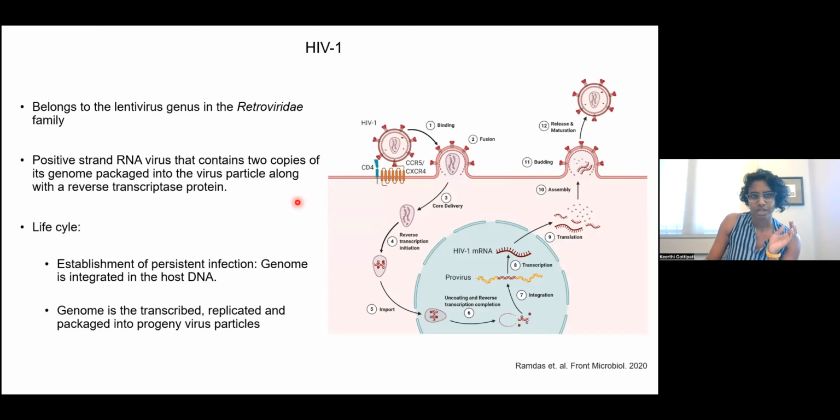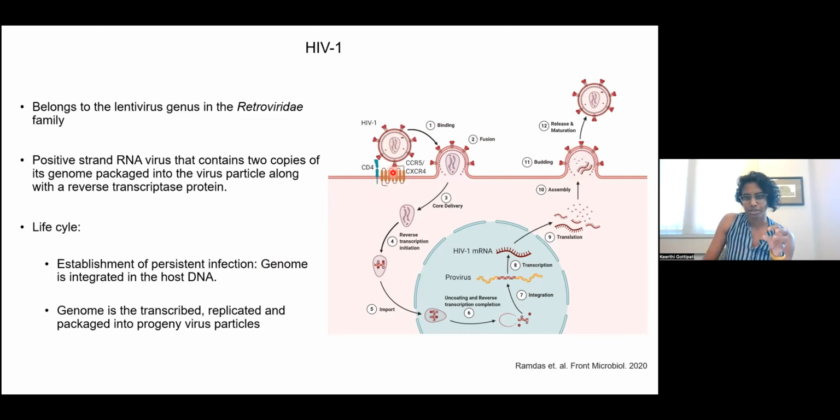So HIV is a lentivirus. It belongs to the Retroviridae family. It's a positive strand RNA virus and contains 2 copies of its genome packaged into the virus particle along with the reverse transcriptase protein. So the life cycle of HIV can be divided into 2 halves. One involves the establishment of persistent infection, which ends in the genome being integrated into the host DNA. The other half is when the virus is actively transcribed, replicated, and packaged into the progeny virus.